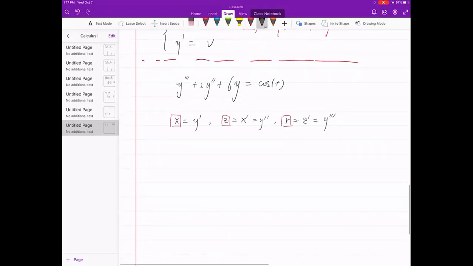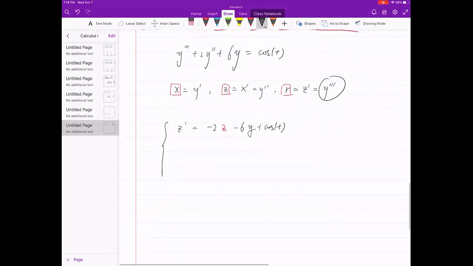The good news is the original differential equation becomes z prime, which is y prime prime prime, equals negative 2y prime prime minus 6y plus cosine t. But then we realize this is z, and this is y. So you have a first order differential equation again.